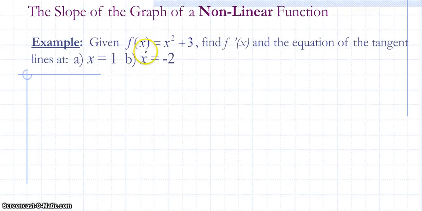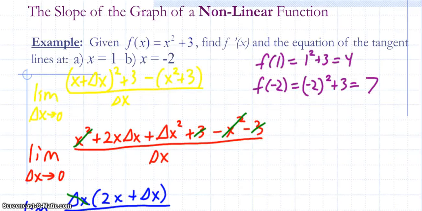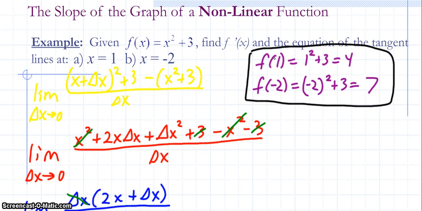Okay, so now, what if it's a nonlinear function? I want you to try and find an equation of the tangent line at x equals 1 and at x equals negative 2 of f of x equals x squared plus 3. Pause the video, unpause when you're ready to check your work. Alright, so first I found f of 1 and f of negative 2, because I'm going to want the points (1, 4) and (negative 2, 7) to help me find the equation of a line.